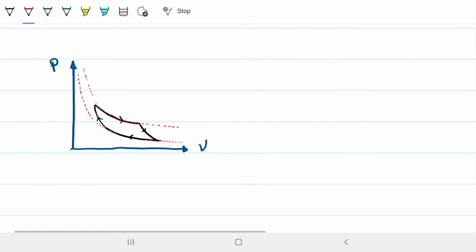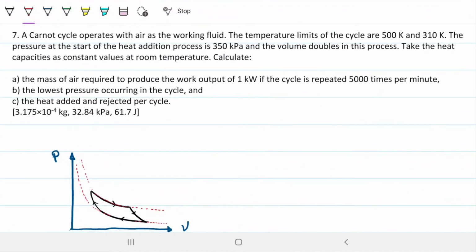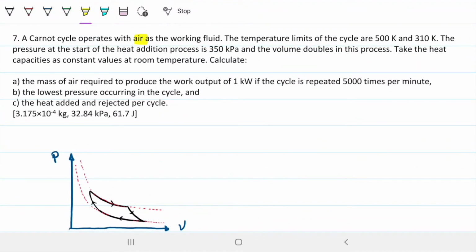Let's read the problem statement, which says a Carnot cycle operates with air as a working fluid. So first things first, it's air as a working fluid. We can take air to be approximately an ideal gas, and that already simplifies a lot of things for us. But then again, with a Carnot cycle you would always expect an ideal gas, or else we're going to run into some problems in the analysis when we look at isotherms and all that. The temperature limits of the cycle are 500 Kelvin and 310 Kelvin. So the upper limit is 500, which means I can already put on my cycle 500 Kelvin and 310 Kelvin.